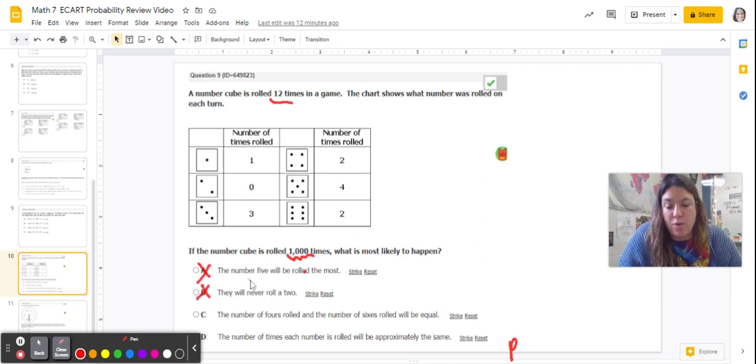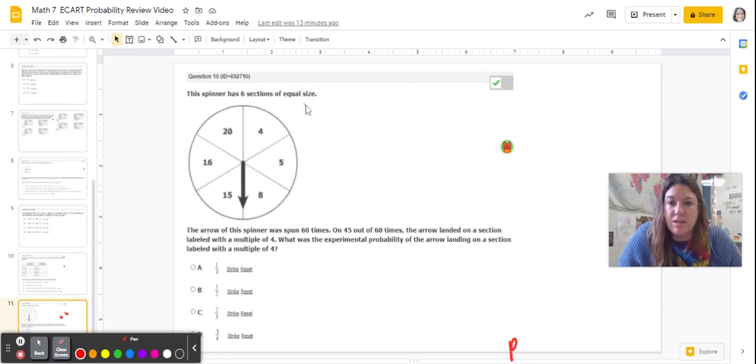If you roll a dice 1,000 times, you're probably going to get a 2 as much as you get all the other numbers. The number of 4s rolled and the number of 6s will be equal. They're not going to be equal. Let me read D. The number of times each number is rolled will be approximately the same. That's a little bit better. C is a little bit too, they're not going to be equal, but they're going to be approximately the same. All of the numbers are. That's the law of large numbers. All right, last question.